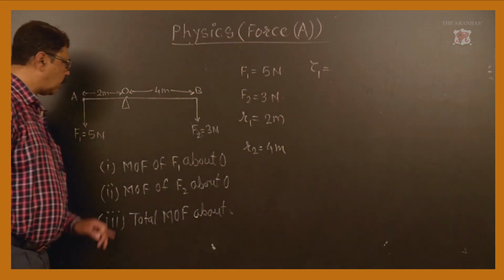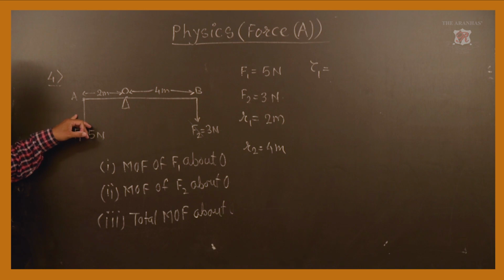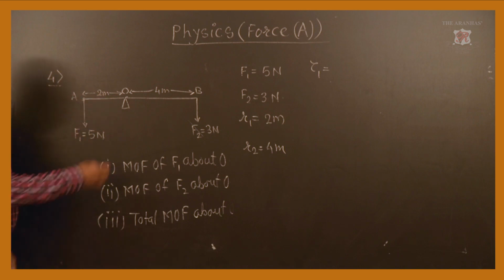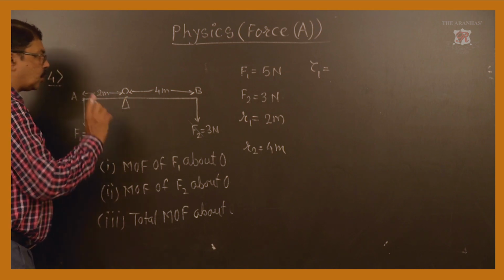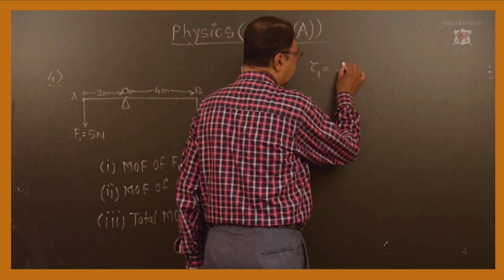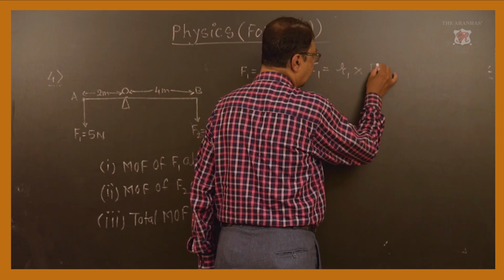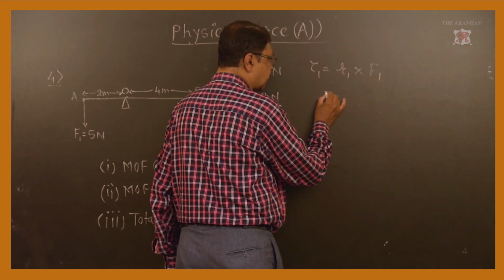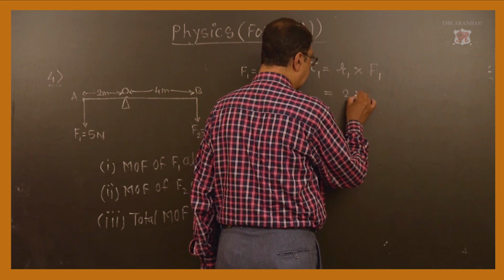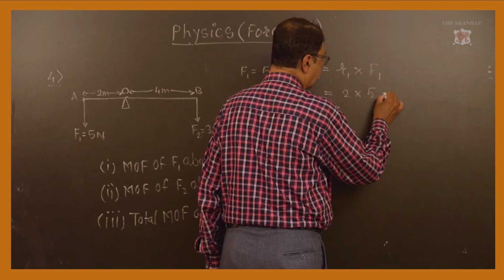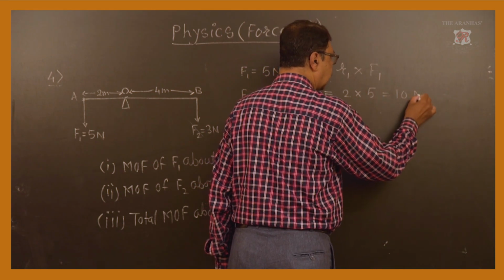How are you going to find the moment of force of this? It is just the magnitude of force and the perpendicular distance from the point of pivot where the rod is pivoted. So, it is 2 meter. It can be written as R1 into F1. Just substitute the values. R1 is 2 meter into F1 is 5, that is 10 Newton meter.